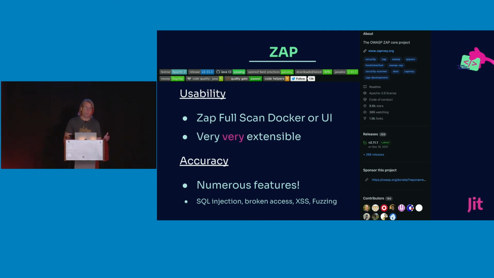From an accuracy perspective, I just talked about all these different features, which gave us a lot of comfort. We'd run the different tests and the results were accurate, so we felt really good about that. And then all these different things we could do: SQL injection, broken access, cross-site scripting, fuzzing, all these different types of tests that we could run with ZAP. Really good. Fantastic tool, and the reason why we selected it.